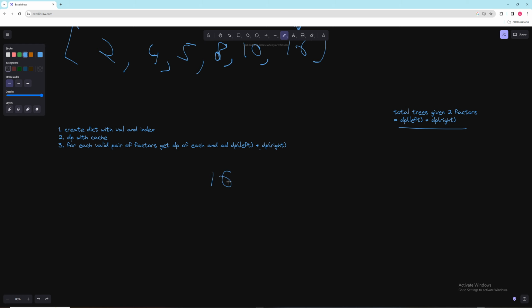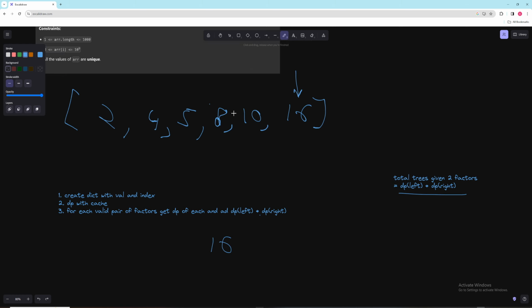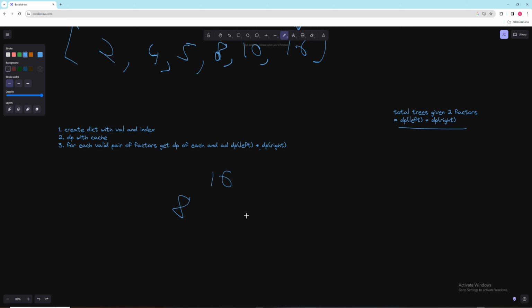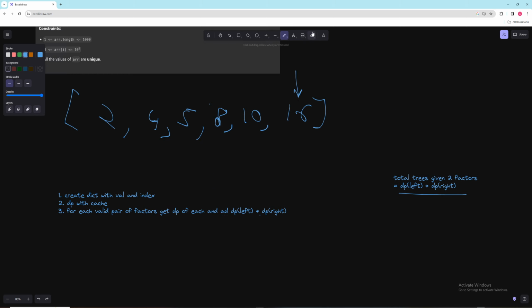So 16, what are all of its factors? Well, one valid factor pair is 8 and 2, right? So 8 and 2, okay. Actually, let's do it left to right, because that way we're going to have these values computed already, right? That'll make it easier for us to compute all these things. So let's start over here.